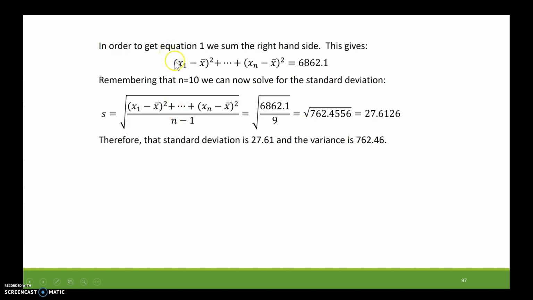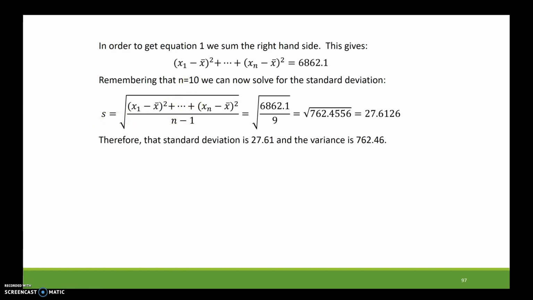So notice here, remember this was in the numerator of the formula. So if you add up that whole right column, that will give you the numerator. And that's equal to 6,862.1. Remembering that n equals 10, we now have all the information we need to calculate s.